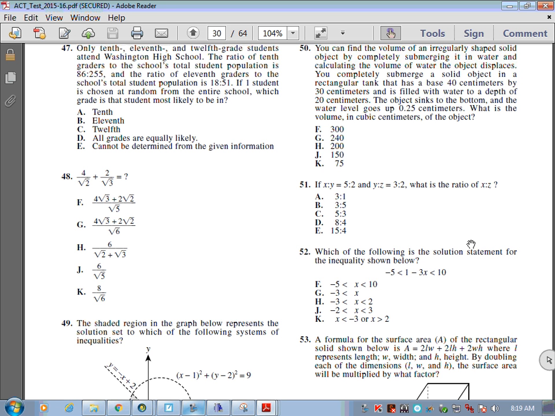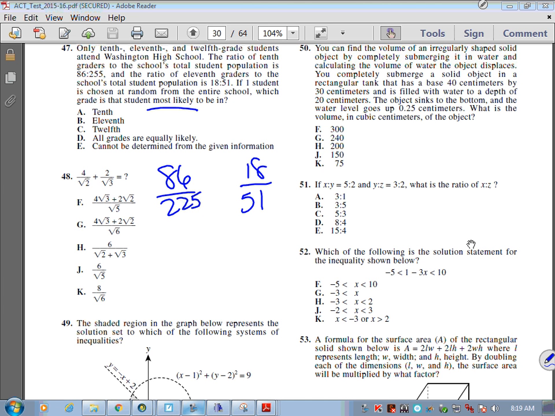Only 10th, 11th, and 12th grade students attend Washington High School. The ratio of 10th graders to the school's total student population is 86 to 225. Okay, remember that we can rewrite that as 86 over 225. Okay, and the ratio of 11th graders to the school's total population is 18 to 51. If one student is chosen at random from the entire school, which grade is that student most likely to be in? All I did was I took those ratios and I found a decimal for them to find out kind of what their true number was.